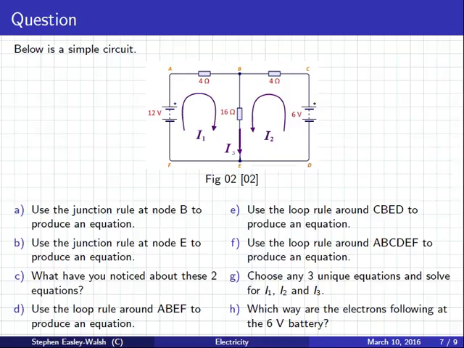Okay, were you able to form the equations? Great! So, what is the equation at B? I1 plus I2 equals I3. Minus I3 equals 0. I know, but I prefer this, please.